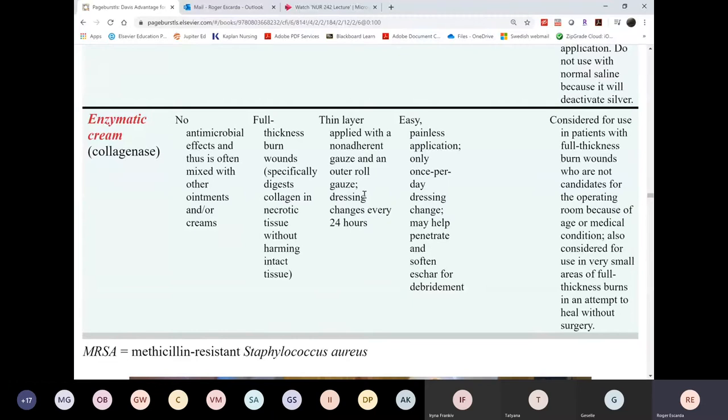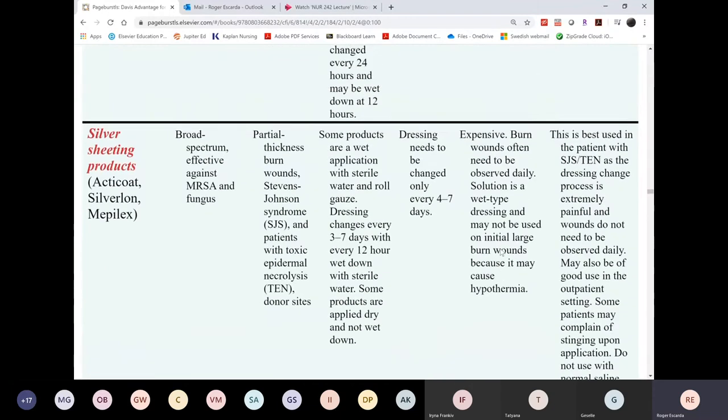On dead tissue. Okay, because again, it will break down. This is an enzyme. This is the debriding enzyme. You only apply it on eschar. Here, it will help penetrate and soften eschar for debridement. One thing though is do not put it on granulation tissue, because what will it do to granulation tissue? Break down the granulation tissue? It will break it down. So try not to put it there.